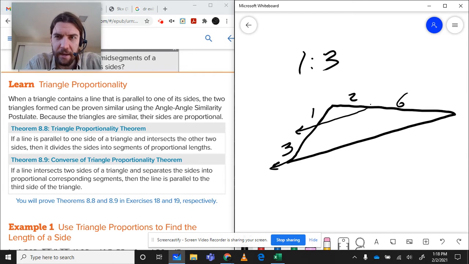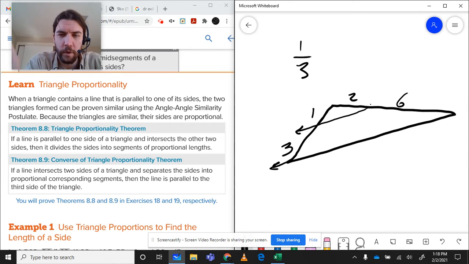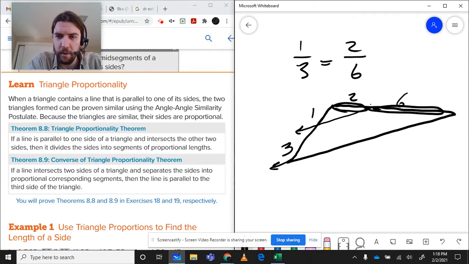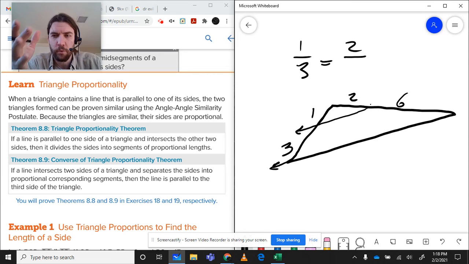Okay, you could write it like that as a ratio, or you could say it like this as a fraction, 1 to 3, right? 1 over 3 is the same as 2 over 6. The relationship from this part to this part is the same as the relationship between these two. Okay, the relationship is that one is 3 times bigger than the other.